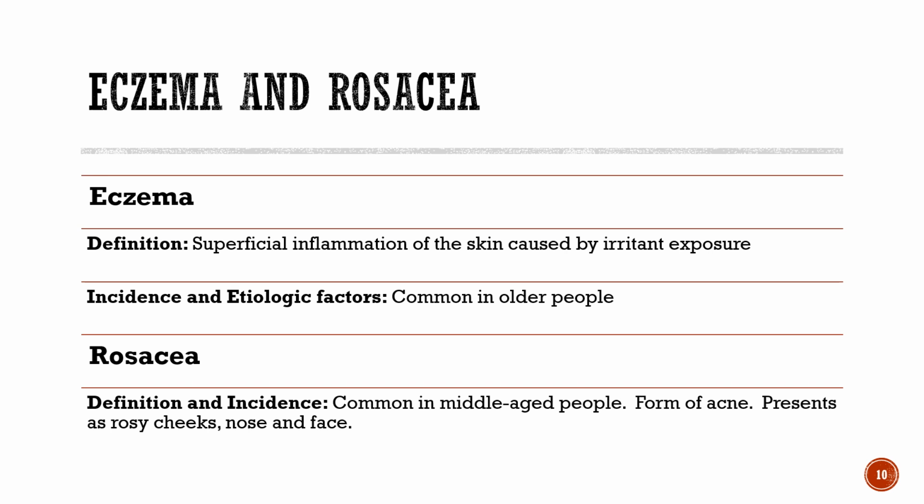Rosacea is a chronic facial disorder primarily in middle-aged and older adults. Key differences from acne, since this is a form of acne, are the age of onset, which is later in life. There's a vascular component, and no pimples accompany it.